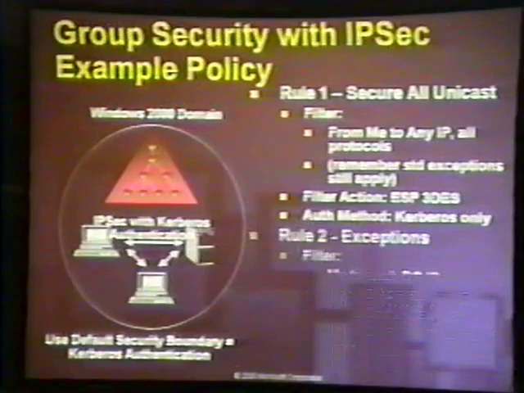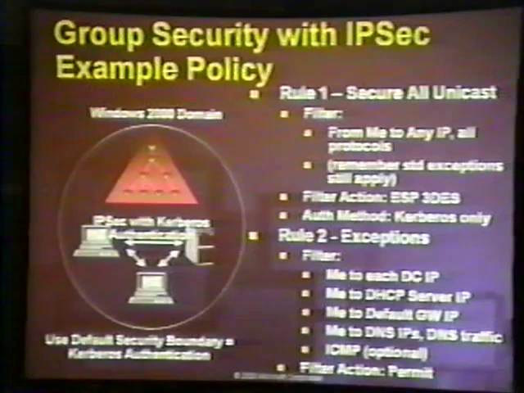Notice that I'm exempting, right? If I'm doing IPsec essentially for all traffic between these guys, I'm exempting it to each DC IP address. And I'm exempting it to the DHCP server, which is most likely not IPsec enabled. I'm exempting it to my default gateway, because I send traffic to my default gateway, but I don't want to secure it with IPsec. I want to exempt it to DNS IP addresses. And I may choose to exempt ICMP. It just depends on whether I want to protect ICMP or whether I don't. Okay. So it's a filter list that has all these things defined. And then the filter action is permit.